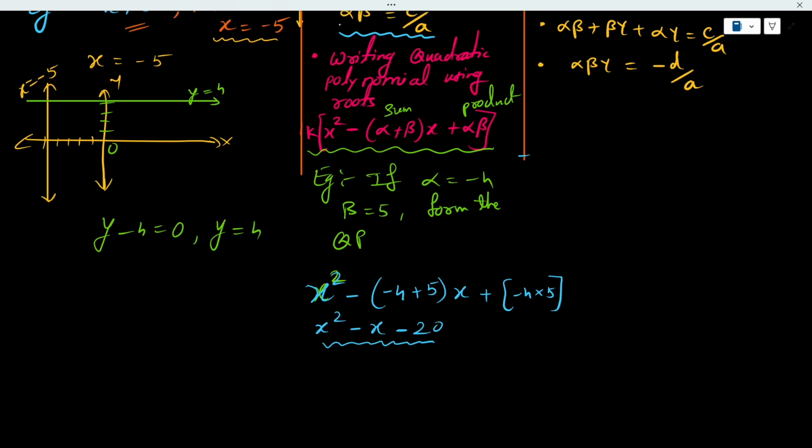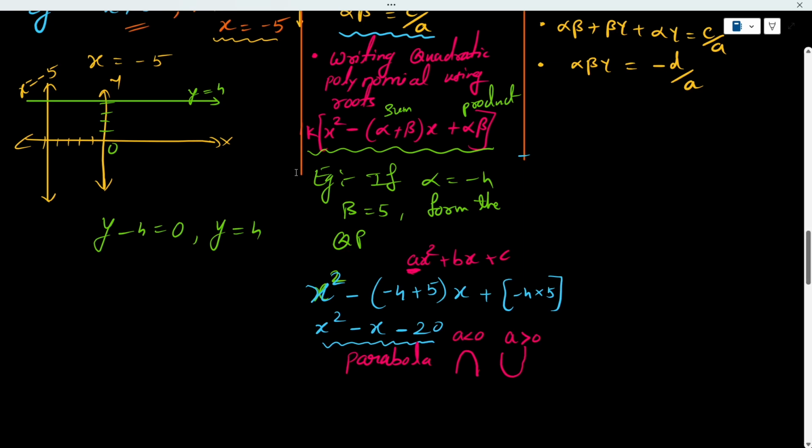Other than that, you should know how the graph will look. You always get a parabola. What is the meaning of parabola? The graph of a quadratic polynomial is called a parabola. This is called a downward parabola, and this is called an upward parabola. How do we decide? If I have the standard form of a quadratic polynomial, the coefficient of x square is a. If a is greater than 0, it is always an upward parabola. If a is less than 0, it's always a downward parabola.